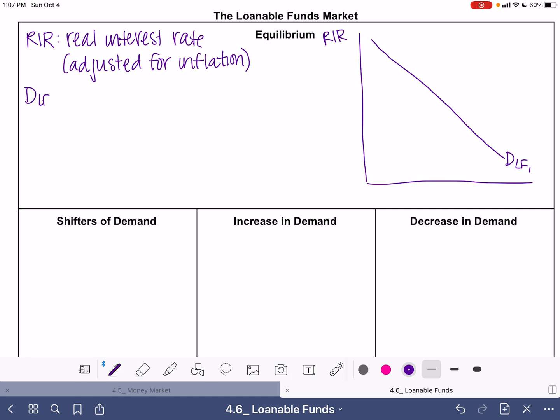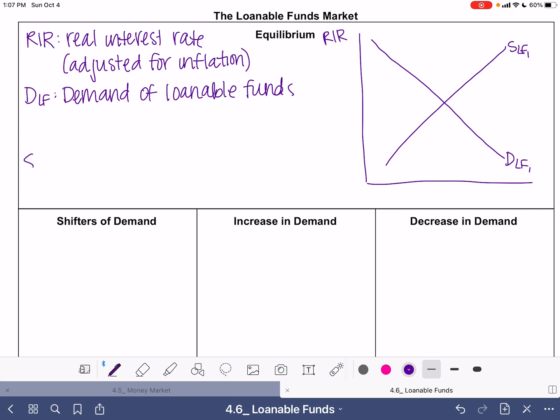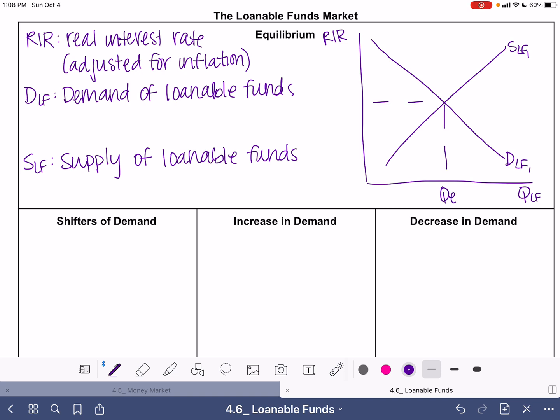Our downward sloping curve is DLF. So DLF is our demand of loanable funds. The upward sloping curve is SLF. So SLF is the supply of loanable funds. On the horizontal axis is QLF, which is quantity of loanable funds. And then we have our equilibrium markers, QE and RE.